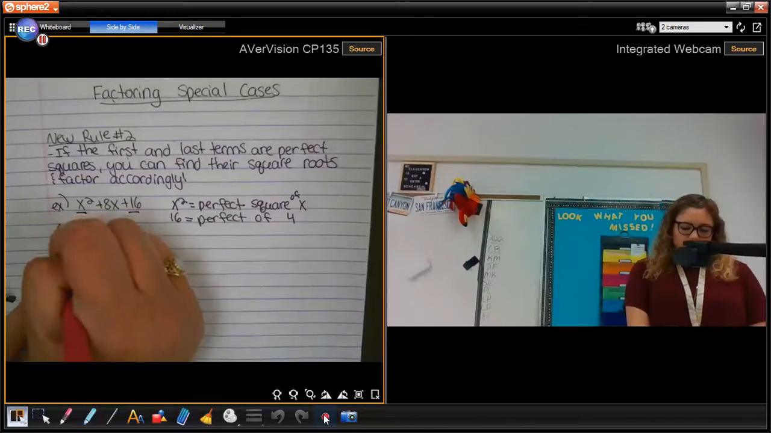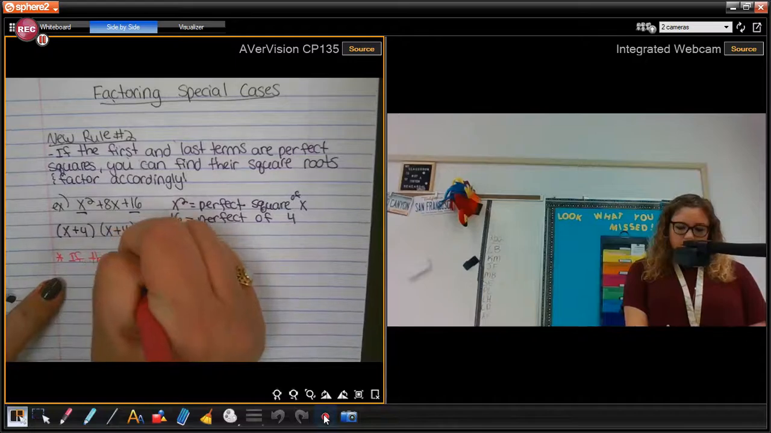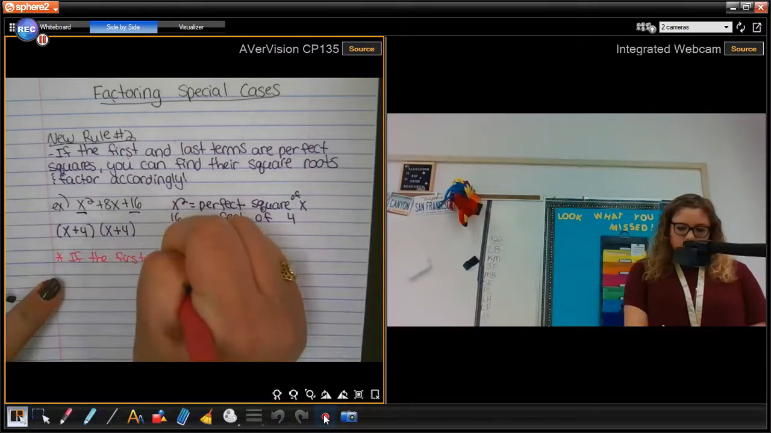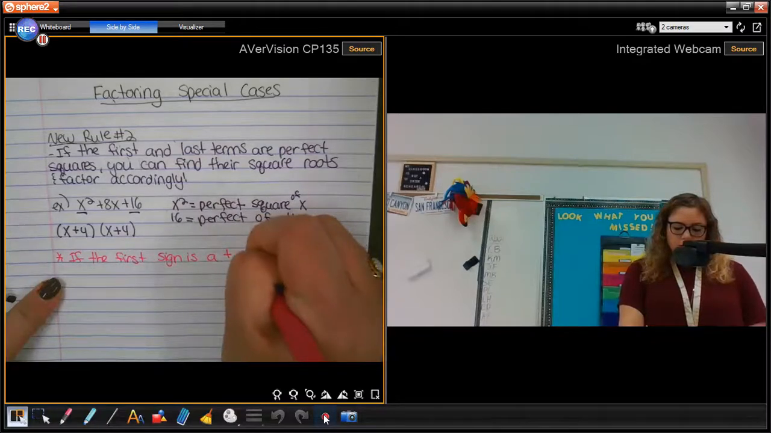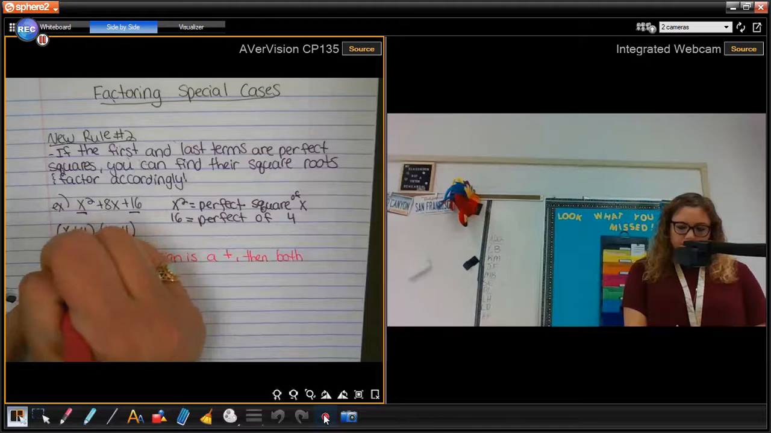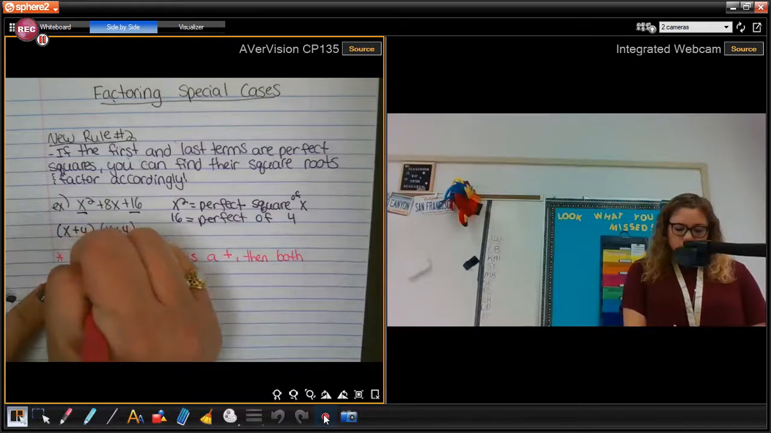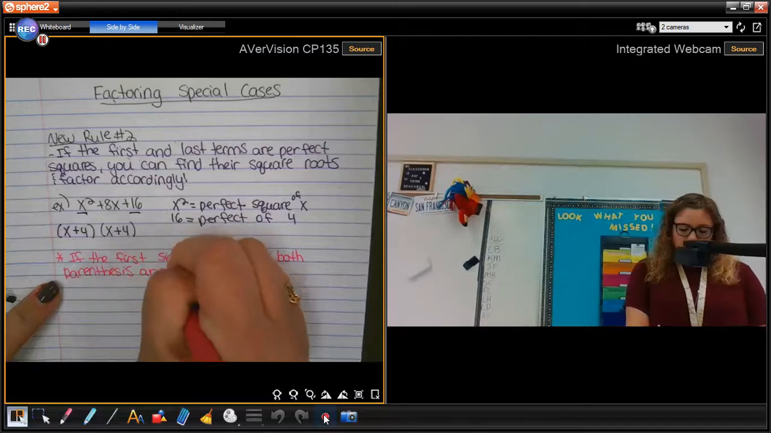If the first sign is a positive, then both parentheses are positive, okay?